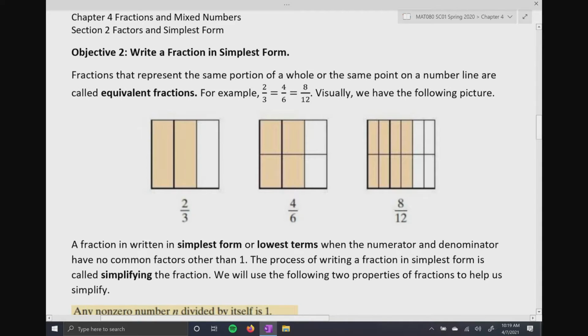So in objective 2, now what we're going to learn how to do is write a fraction in simplest form. I have 3 examples here. 2/3, 4/6, and 8/12. Now, these are all the same fraction. And how do we know that? I'm going to show you. Let me get a different color here.